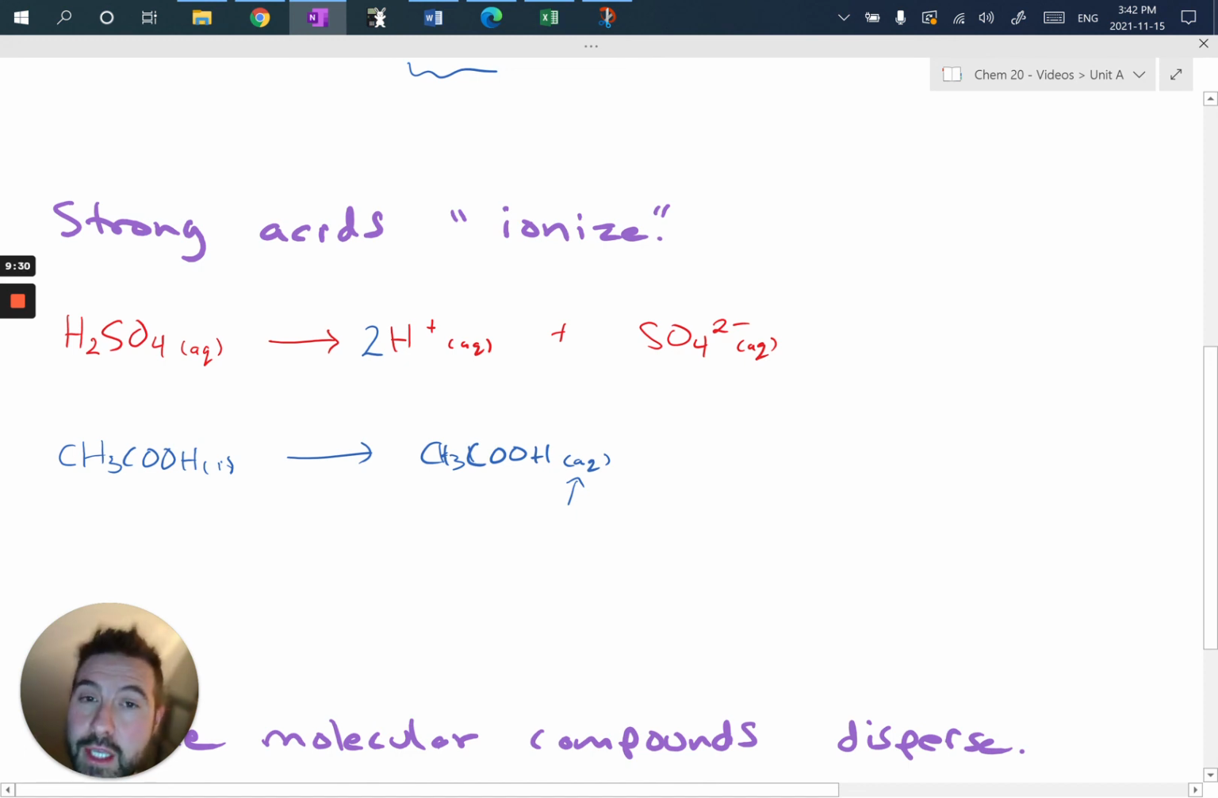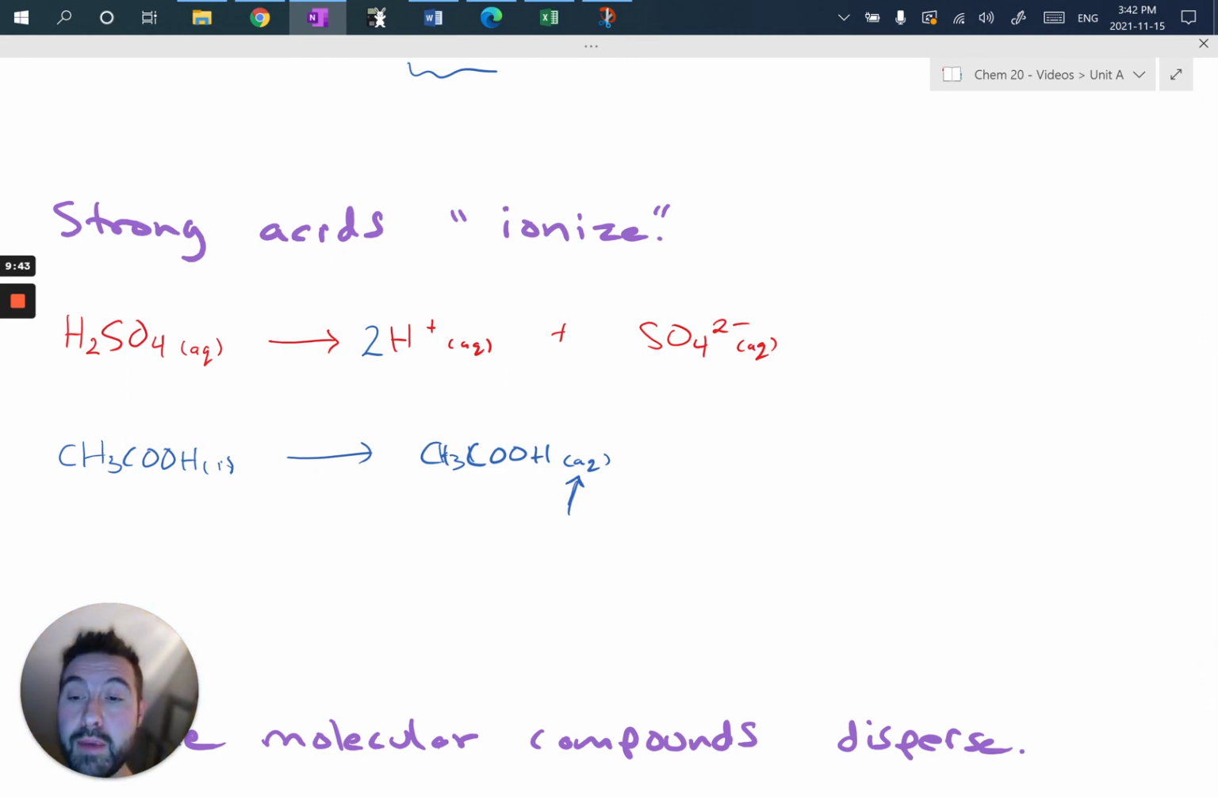If you have a weak acid, it's not going to ionize. It's just going to dissolve and get that AQ. It's going to do what we call dispersion. It's going to spread out. It's going to be dissolved, but it's not going to ionize.